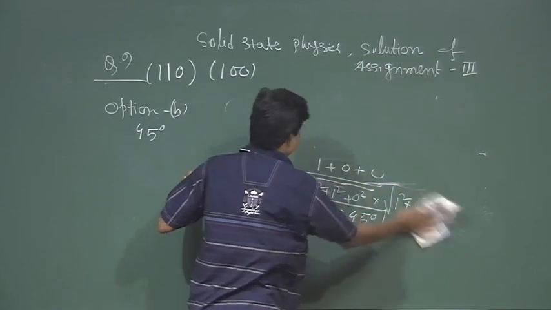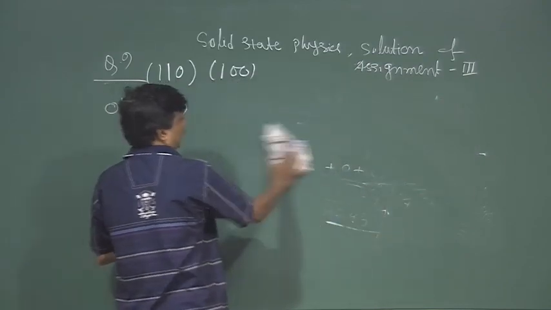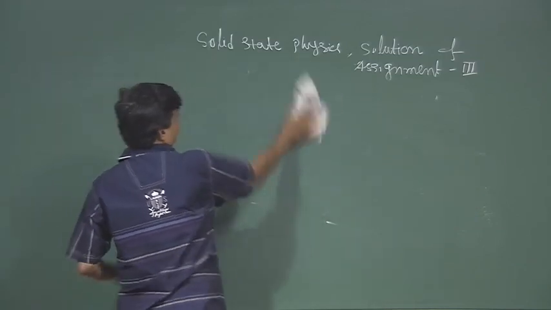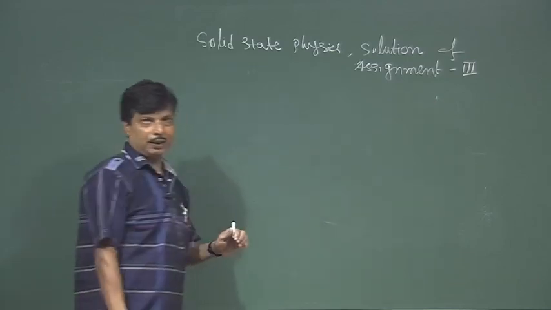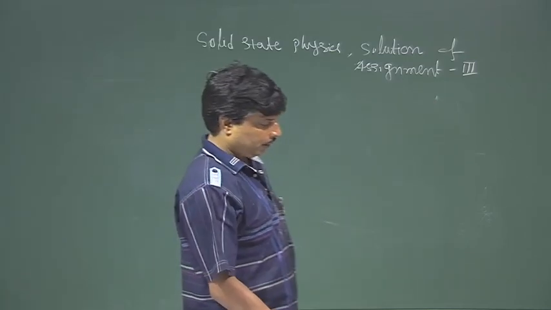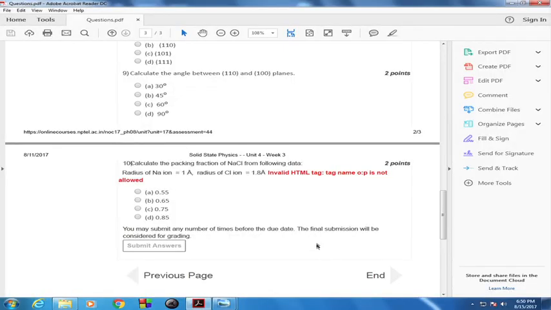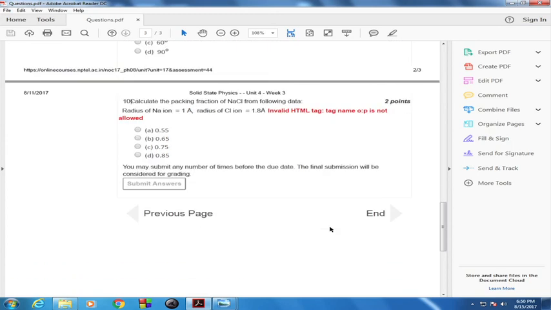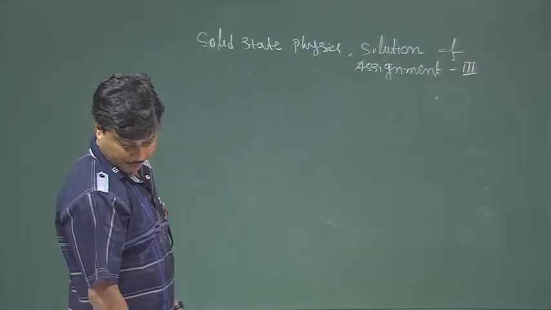Okay. So, now the last question. The last question is regarding the packing fraction, but it is a special type of crystal as we were discussing. Calculate the packing fraction of sodium chloride from the following data. The radius of the sodium ion is given, it is 1 angstrom, and that of chlorine is 1.8 angstrom. So, you have two ions, one is sodium and another is chlorine.